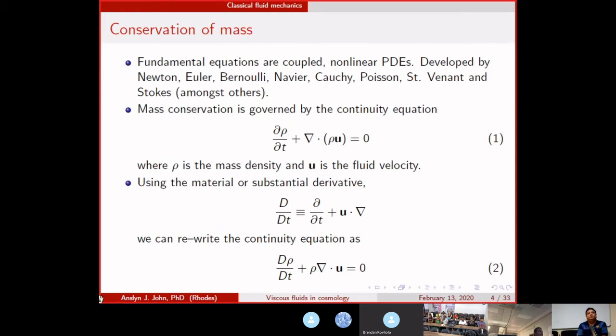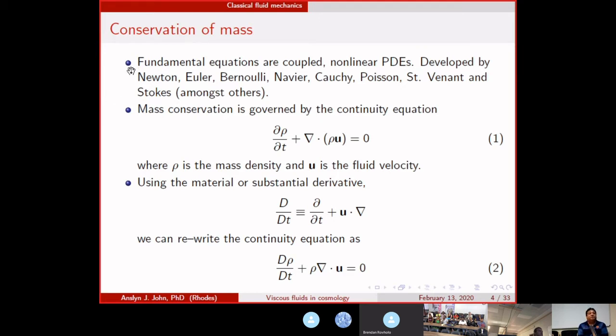Okay, so the fundamental equations of fluid mechanics are a system of coupled, nonlinear, partial differential equations. And these were developed over the last few centuries by some of the most famous people in the field. People like, it goes all the way back to Newton and Euler, includes Bernoulli, Navier, Stokes, amongst many others. And the fundamental equations are essentially a statement of conservation laws.